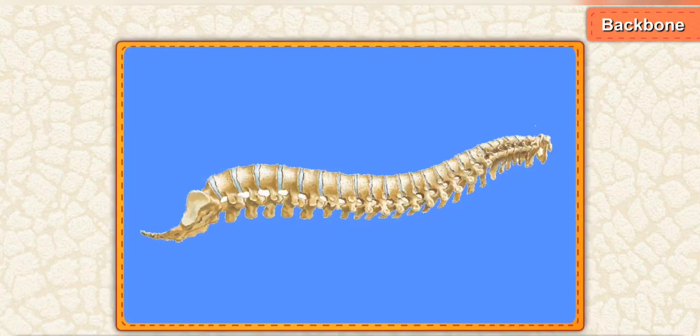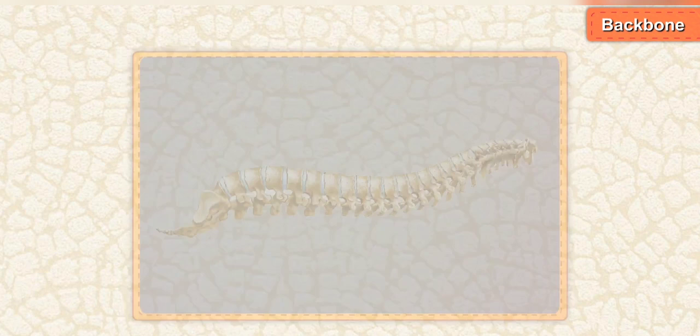Backbone. The skull is attached to the backbone called the vertebral column. It is made of 33 small bones called vertebrae. It protects the spinal cord.